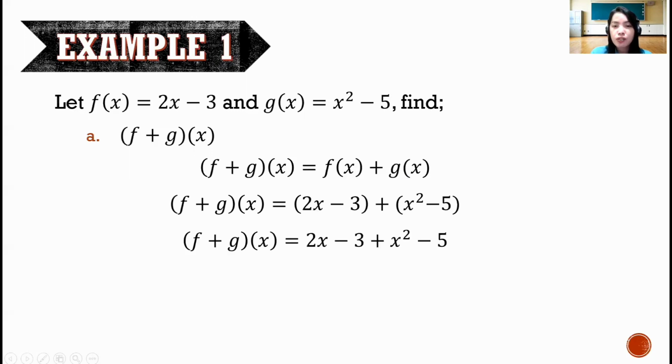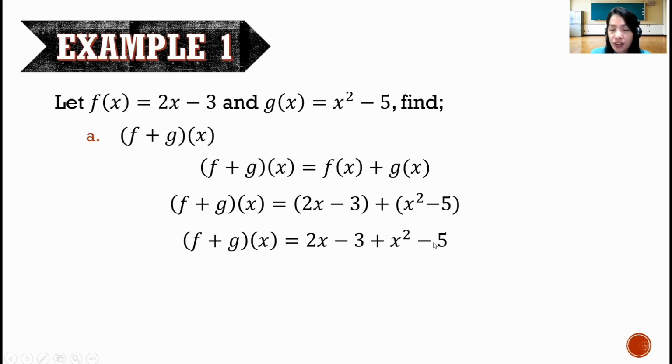Next step is to drop down the parenthesis. So that will become 2x minus 3. And do not forget that this one is a plus sign. So this will be distributed to the second function. So positive times positive x squared, that will be positive x squared. Positive times negative 5, that is negative 5.